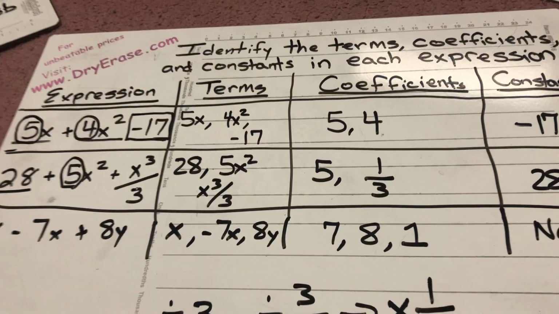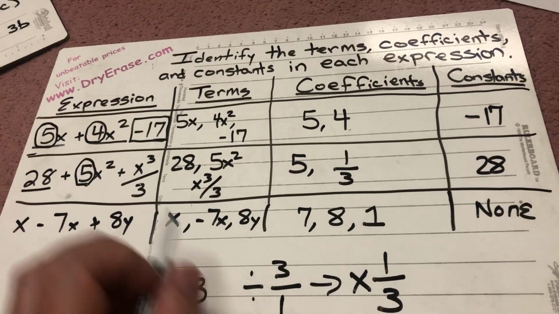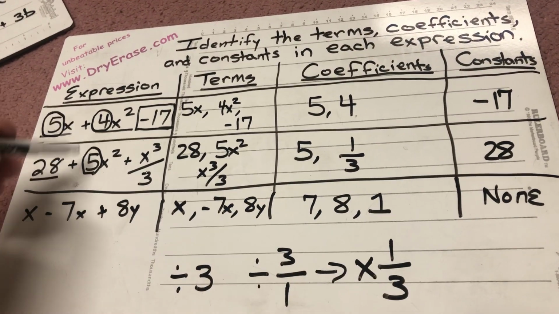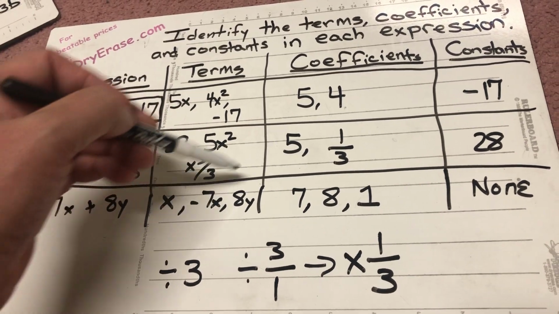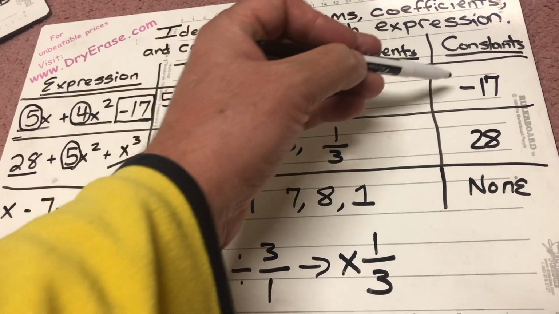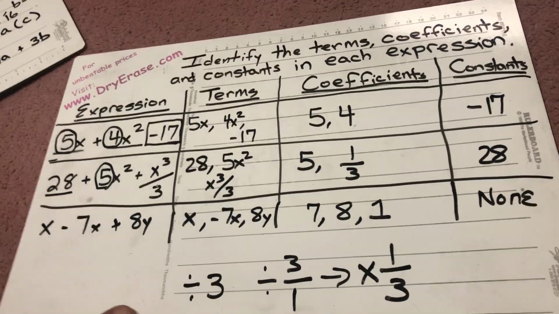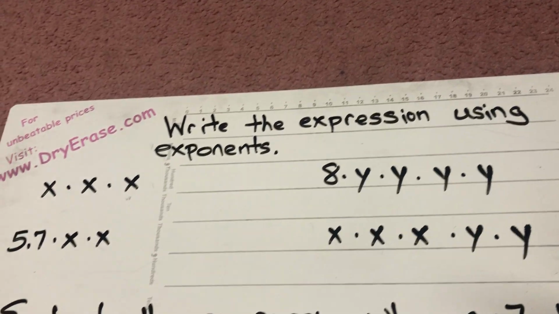Part of your assignment here today in lesson 5.1 will be filling out a table where you're given some expressions. You're going to have to list the terms, the coefficients, and the constants. The second part of what you're doing today, write the expression using exponents.